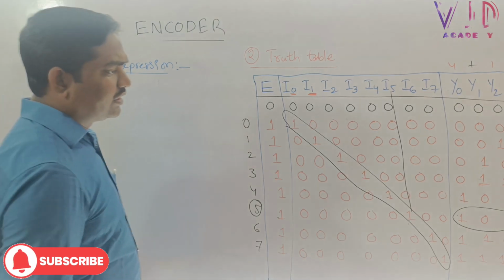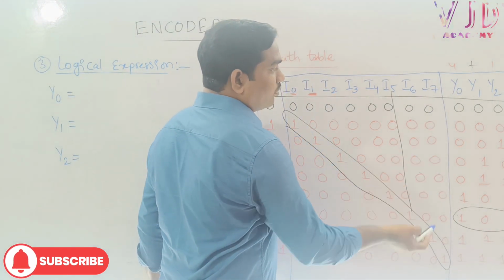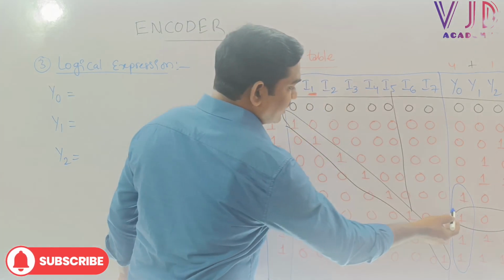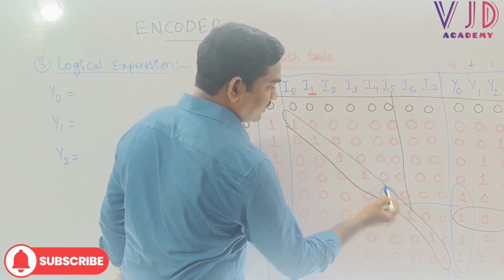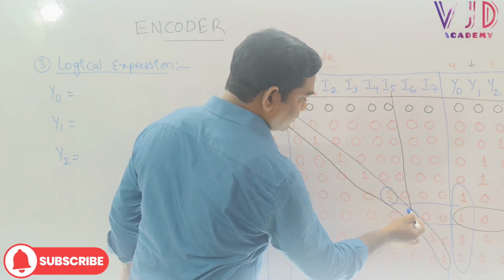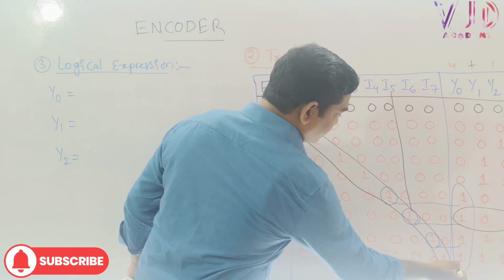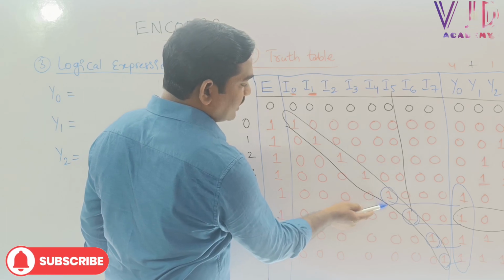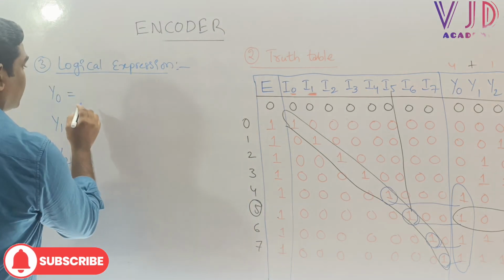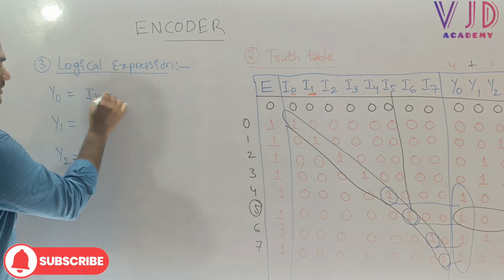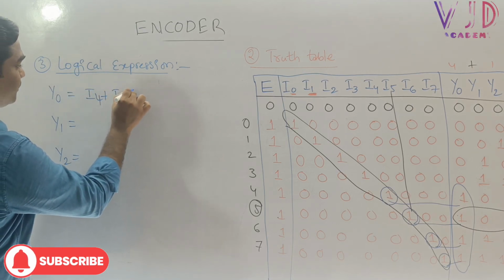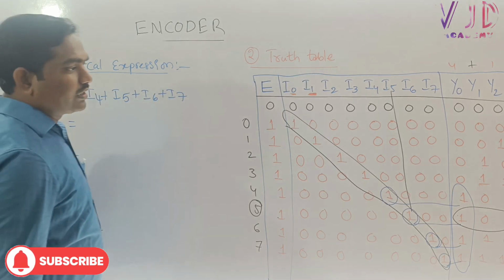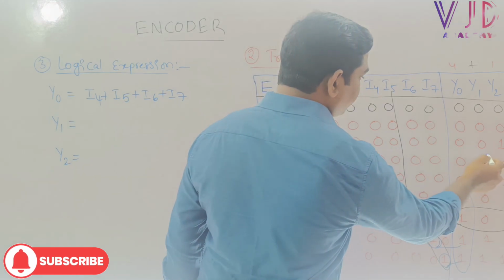Can you please just tell me what are the places where the output is enabled? We can say these are the four ones, and the corresponding values are these. Can you please just tell me what is the positional weightage of this input? I4. And now Y0 equal to I4 plus next I5 plus I6, we can say I7. This is the equation.